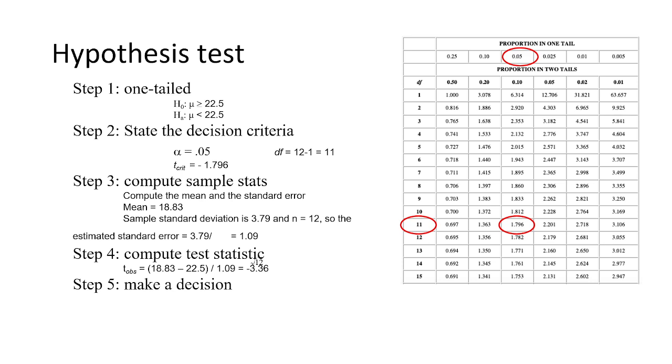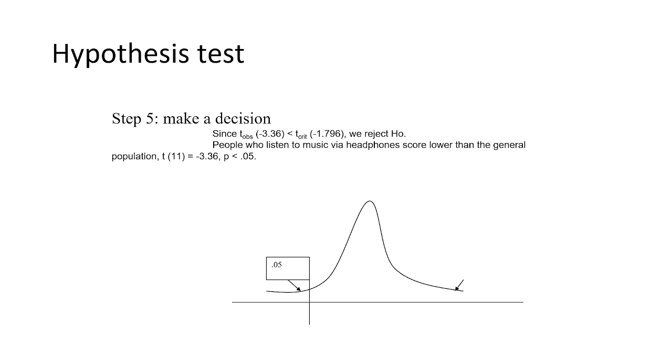And now we have to make a decision. Because t observed, so negative 3.36, is less than the critical value we found on the table, negative 1.796, we can reject the null hypothesis. So people who listen to music via headphones tend to score lower than the general population.